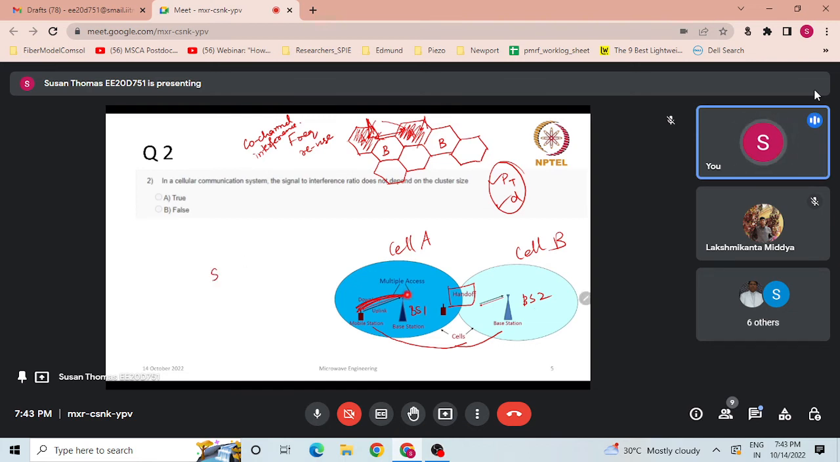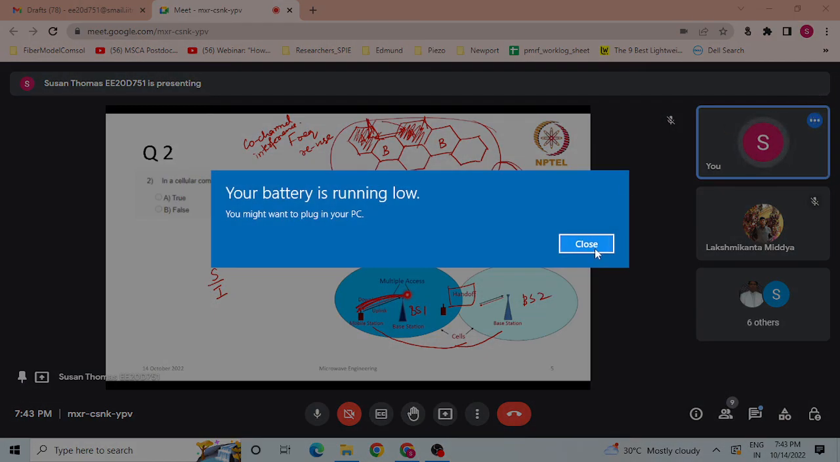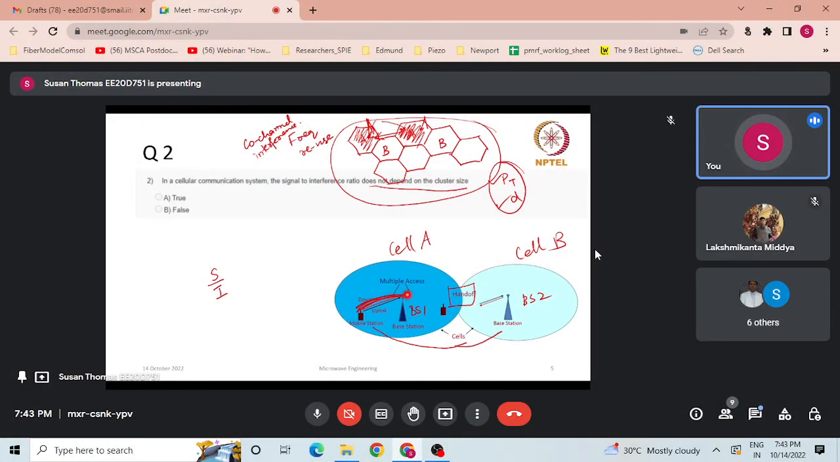So let me tell you, the signal to noise ratio or signal to interference ratio in a cellular communication system does not depend on the cluster size. It does not depend on the size of the whole cluster, but it depends on other parameters like the transmitted power level, the distance between the co-channel cells, and the radius of that particular cell. But it will never depend on the cluster size. So this is a true statement. I hope this question is clear.